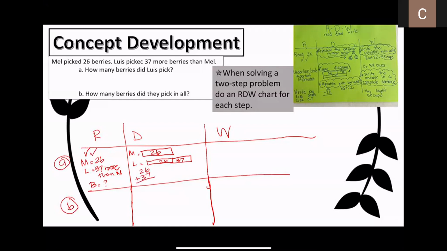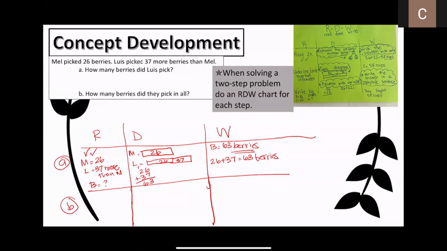Go ahead and solve. What is 26 plus 37? That's right. 6 plus 7 is 13. 3 tens plus 2 tens is 5 tens plus 1 more is 6 tens, which gives me 63. Now I know that B equals 63 berries. I must always write my units. Now I can write a complete sentence. 26 plus 37 equals 63 berries.